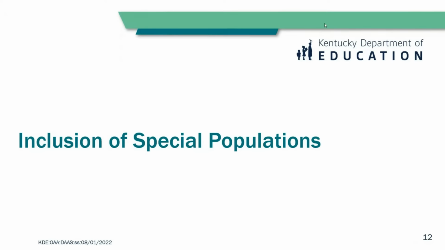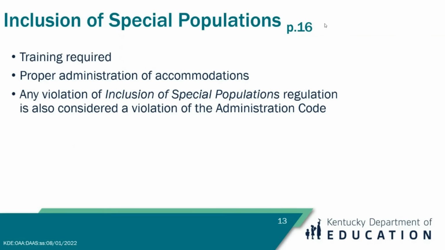Beginning on page 16 of the regulation, it touches on the inclusions of special populations regulation and the alternate assessment. If you provide accommodations, you will also need to be trained on the inclusions of special populations training. Annual training is essential for staff to understand their role in providing accommodations and meeting regulatory requirements.